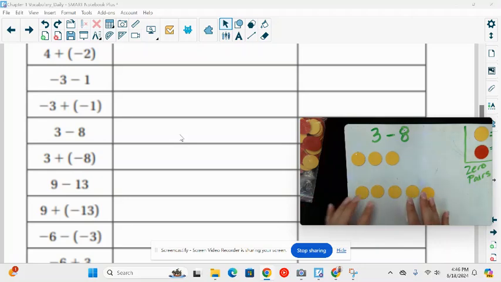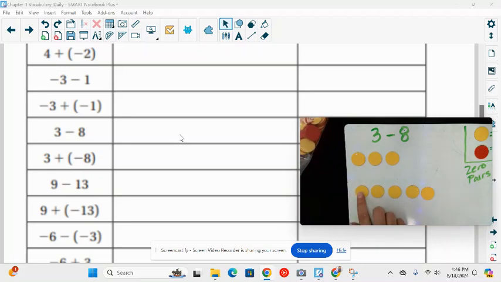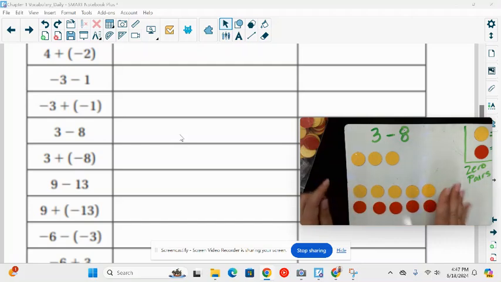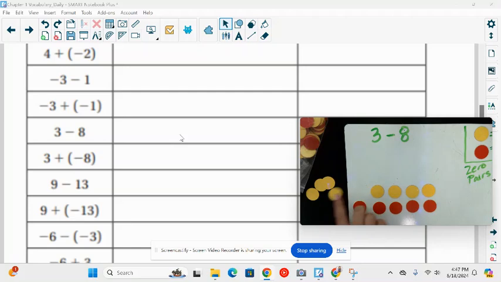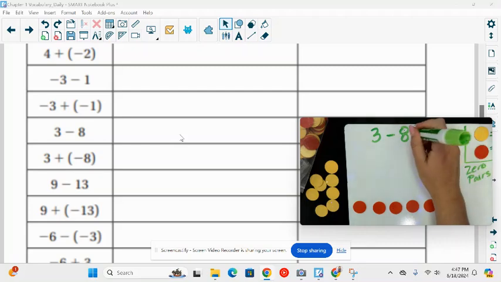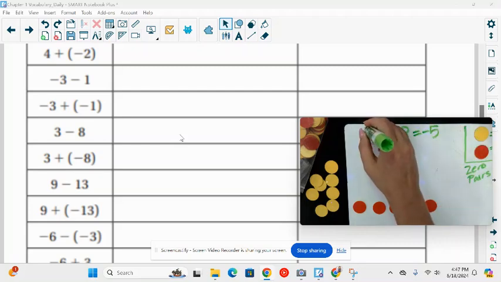But that changes the whole problem. So I can't just add the positives. I have to add in the negatives. Because if we look at this, it's like we actually didn't add anything, because this is 0, 0, 0, 0, 0. They cancel all out. So now I can take away 8 positives. So 3, 4, 5, 6, 7, 8. So I'm left with 1, 2, 3, 4, 5 negatives. Okay.